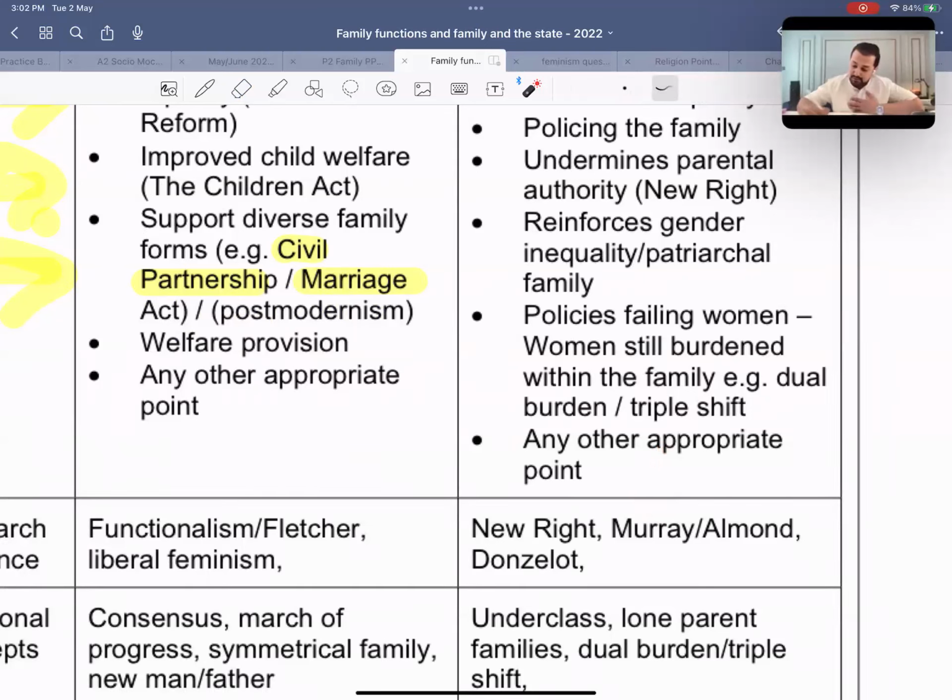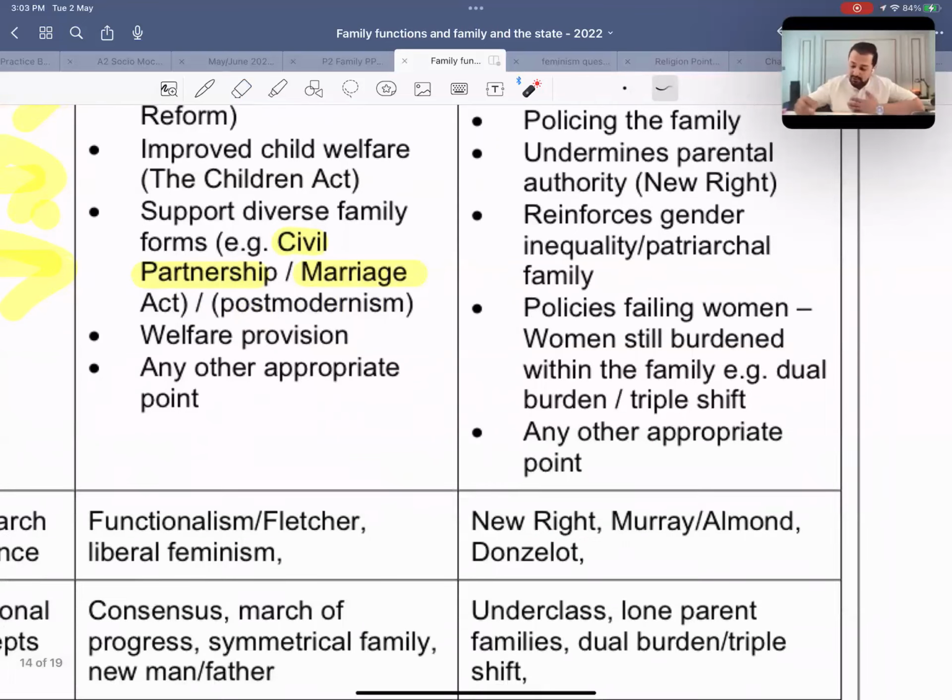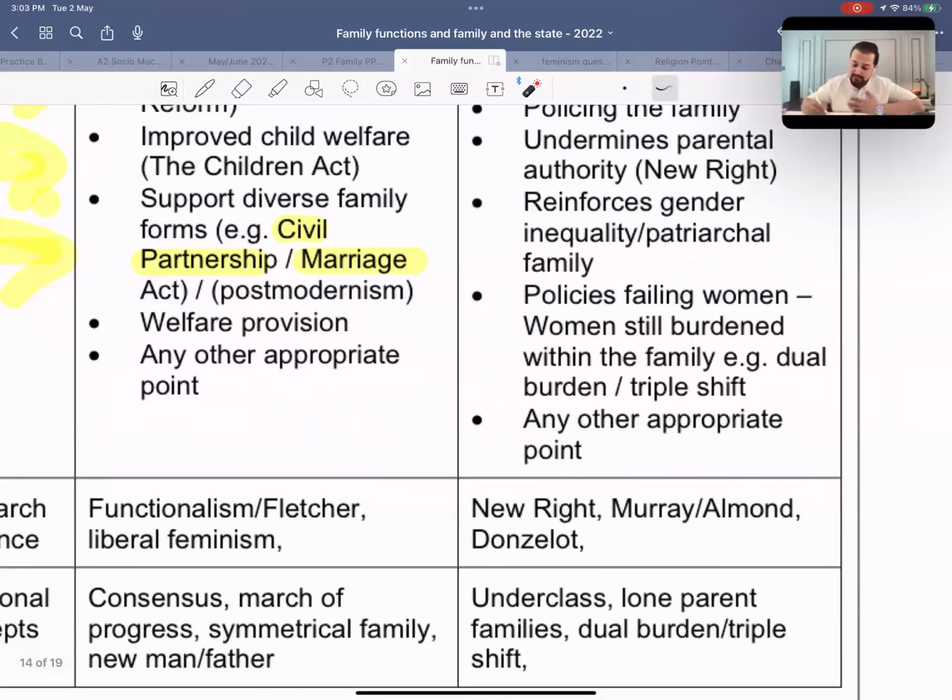Yeah. Armand Danzelot, the idea of an underclass. Why isn't this working? Let me just see if it's charged enough.